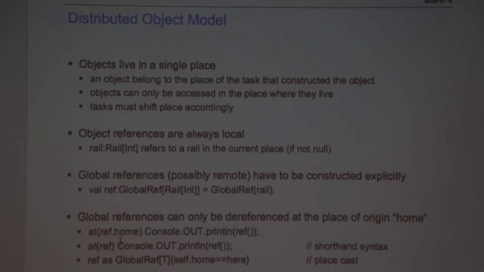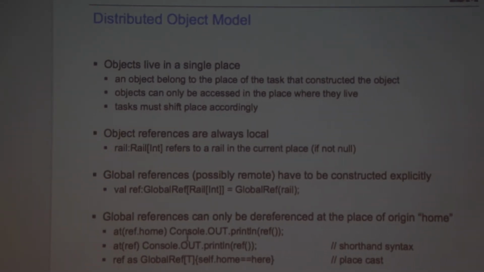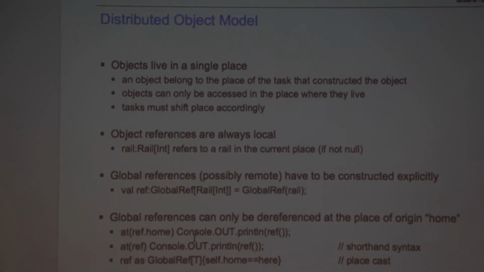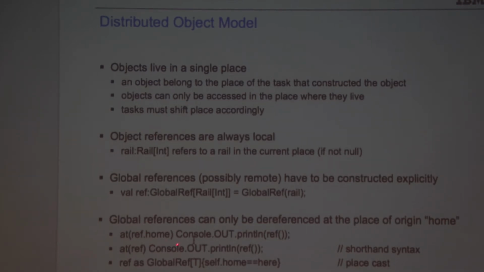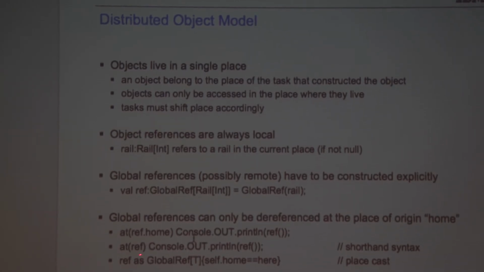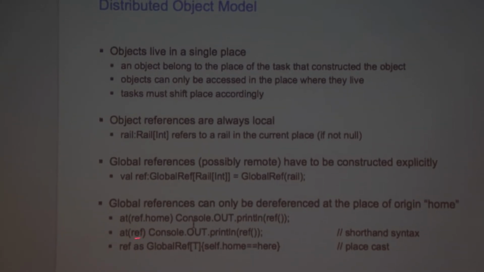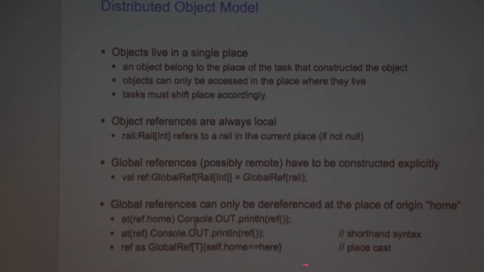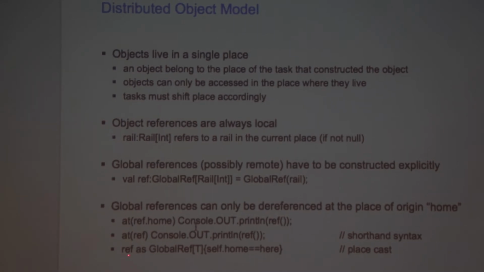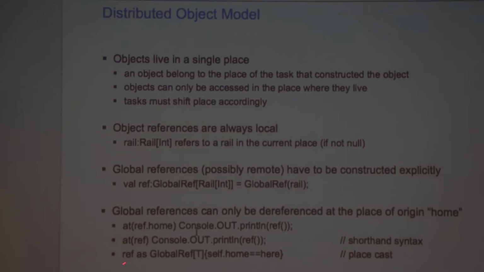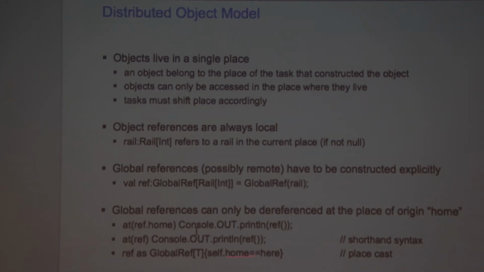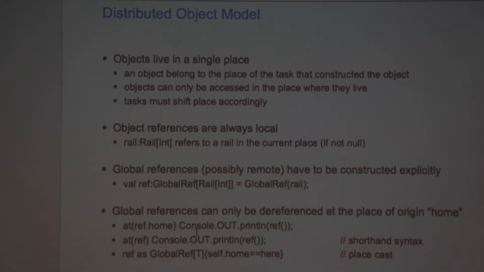And the important point about a global ref is that when you are at the home of the global ref, and that is a value available in global ref, you can ask for that. So when you go to that place, you can actually get the contained value by invoking a ref on empty arguments. And you can also use that directly instead of home. You can use directly the ref, the shorthand syntax. And you can try to do a dynamic cast, which will ensure that ref is local, and it'll throw an exception if, in fact, that place cast does not work.